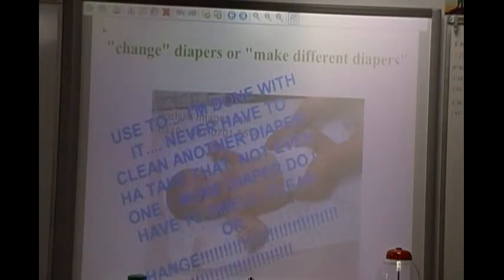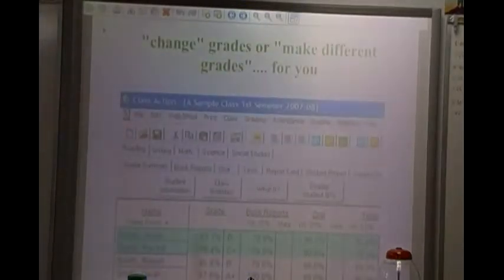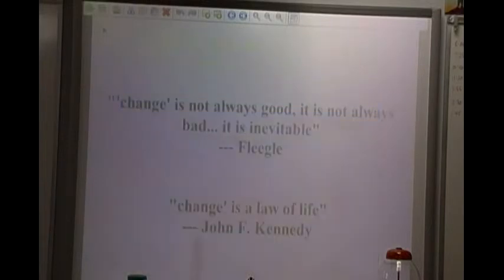The other thing that I can change or make different is your grades. You have the ability to change or make different your grade. It got quiet. Okay, so here's two quotes.